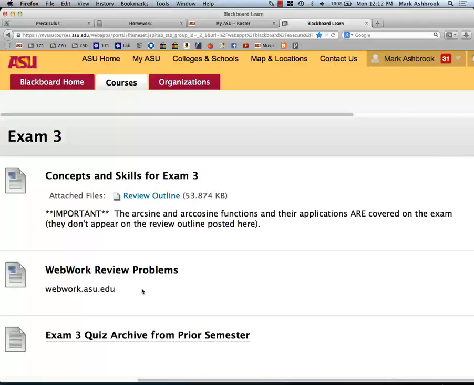Web work review problems are up. I put those up last night. Same procedure as exam 2. You can work, again, more bonus on exam 3. Depending on how many you do correctly, I'll give you a proportional amount of bonus on exam 3. But to get credit for the bonus, that has to be done by 11 p.m. Wednesday night. Then after 11 p.m., you still have access to it, but all the answers are there to help you study, and to check for those ones that you need help with. So 11 p.m. Wednesday is the deadline for bonus on the web work. I've also included an archive of quizzes from a prior semester if you're interested.